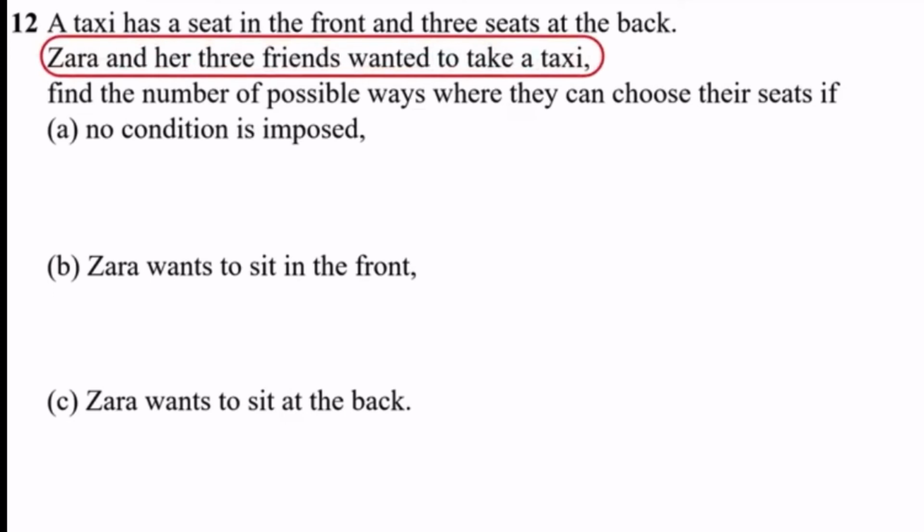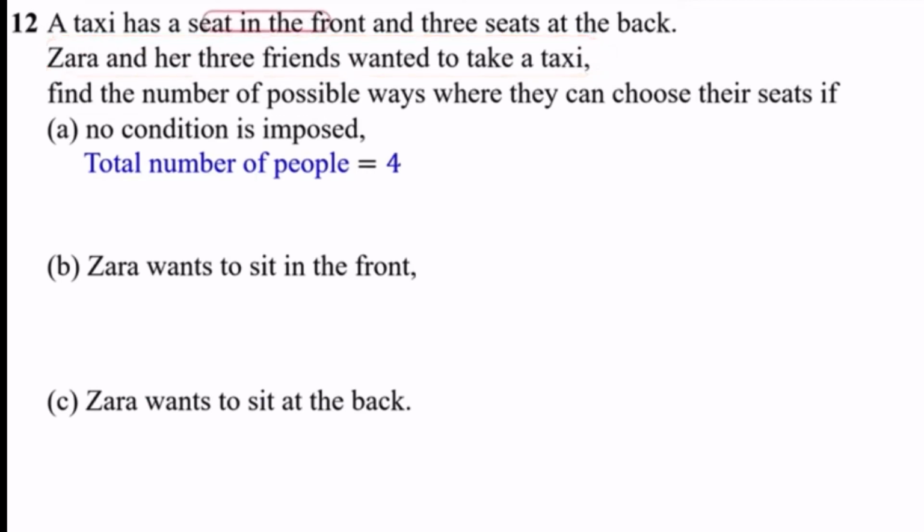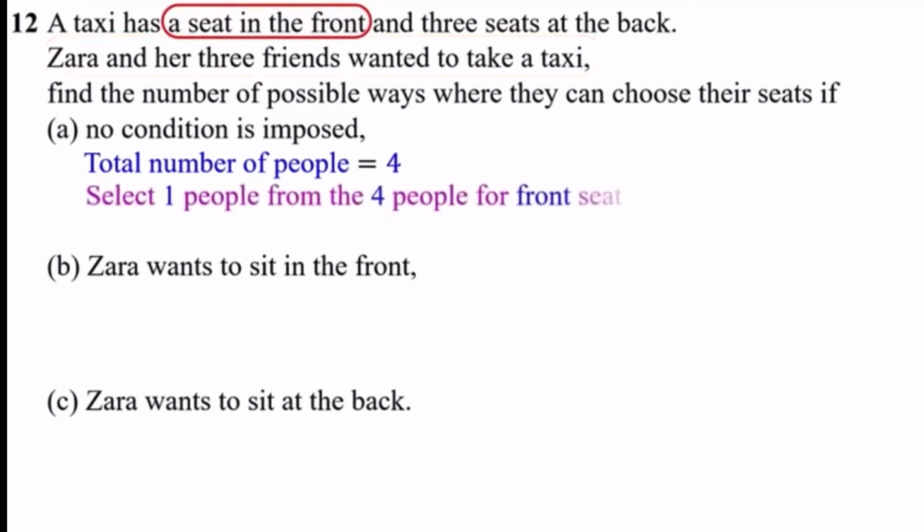If no condition is imposed, that means the number of people is 4, right? And out of 4 people, they can sit any way they like, isn't it? So in this case, we can say that the total number of ways actually depends on the seat in the front and the 3 seats at the back, right? So select 1 person from 4 people for the front seat. So out of 4, we choose 1 person to sit beside the driver, which is 4C1, right?